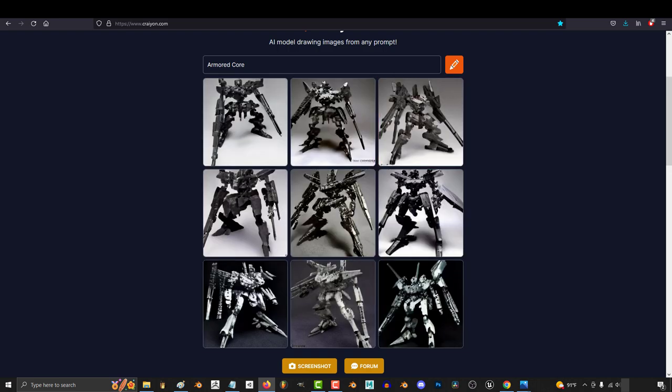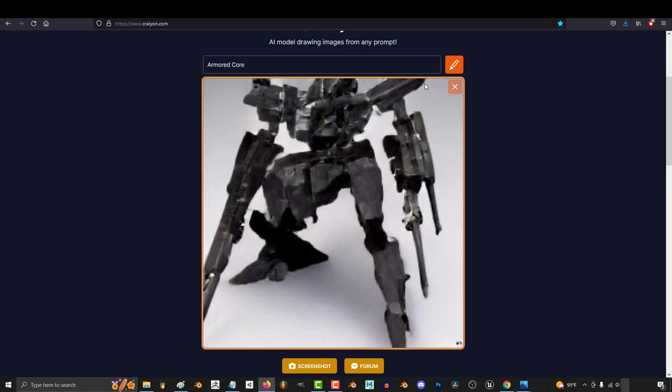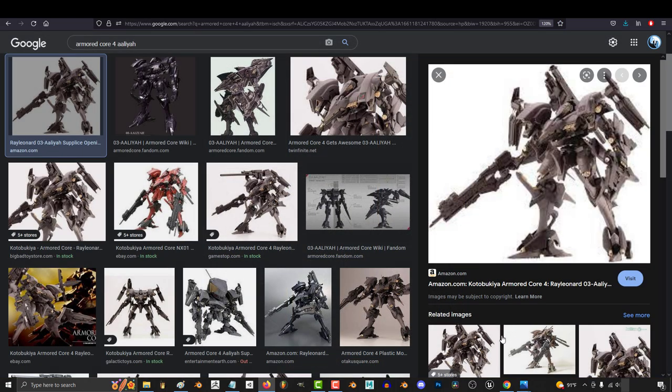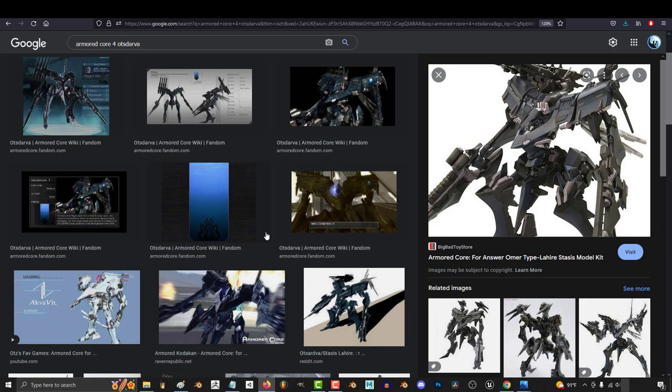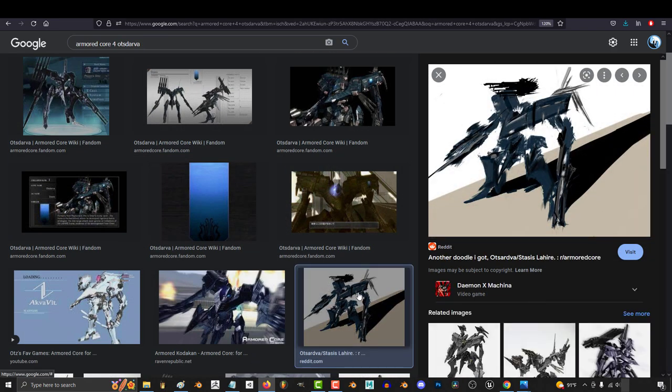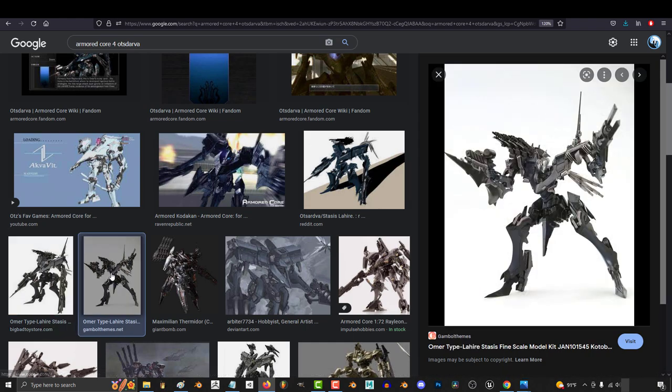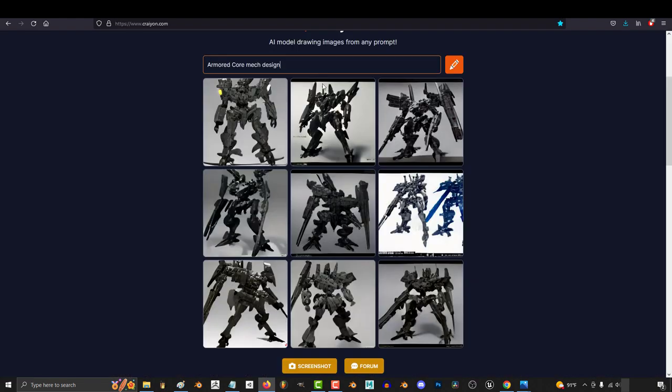I have a pretty good idea where it was probably getting these ideas. If I had to guess, I would say it was taking inspiration from three main designs. They were probably fourth generation AC Alaya, AC Windy Fashion, and AC Ostarva. These are clearly where it drew most of its inspiration from, and some of the parts look pretty similar. But if you actually look real close, none of these parts are real.